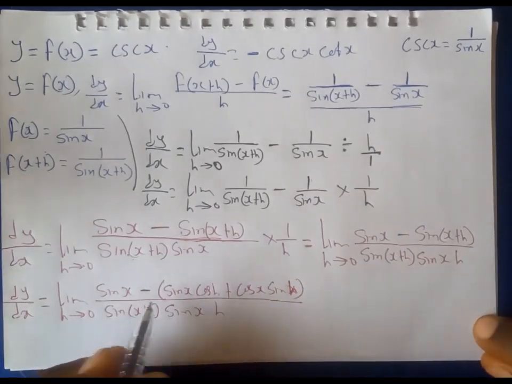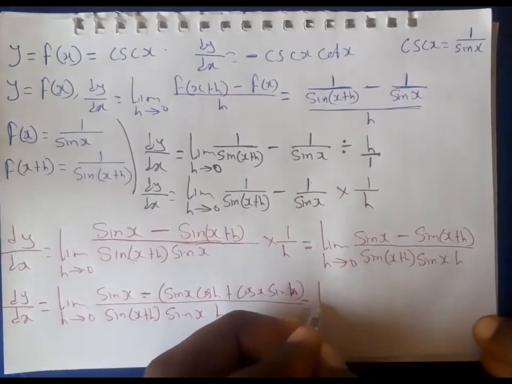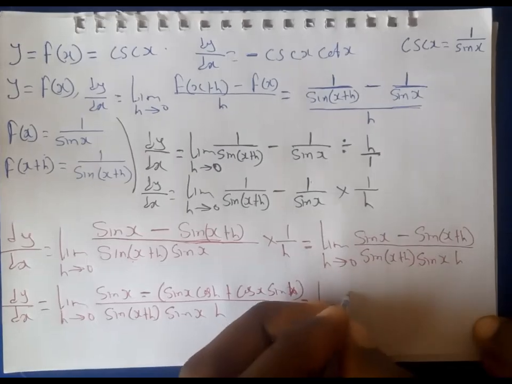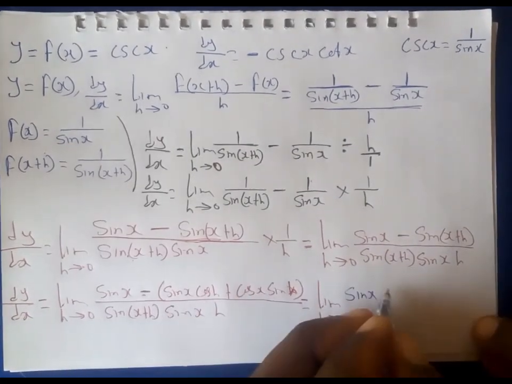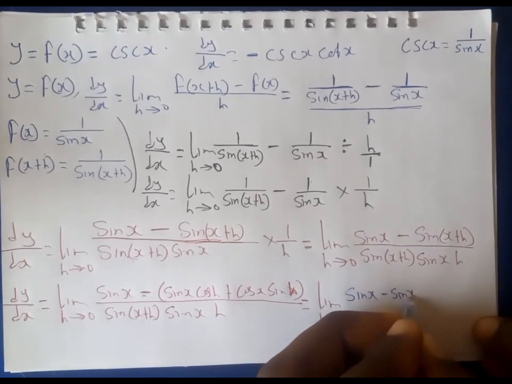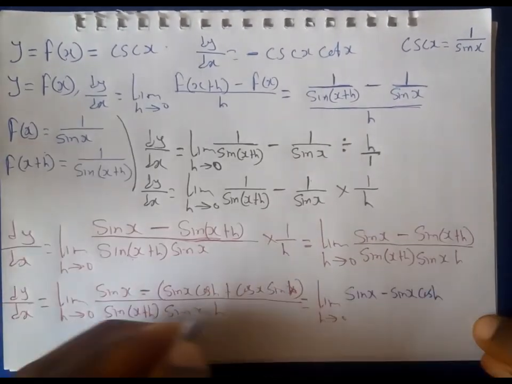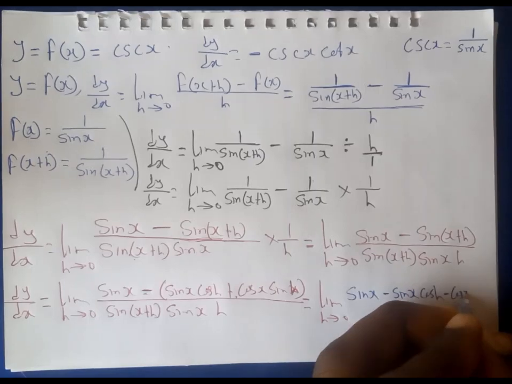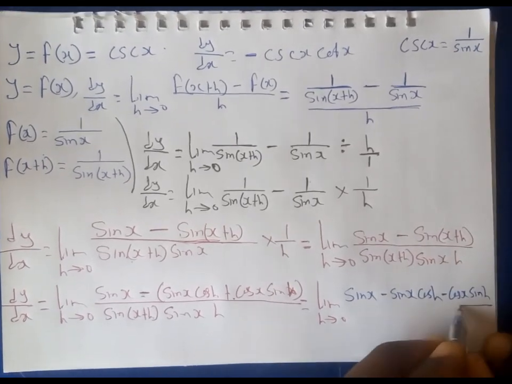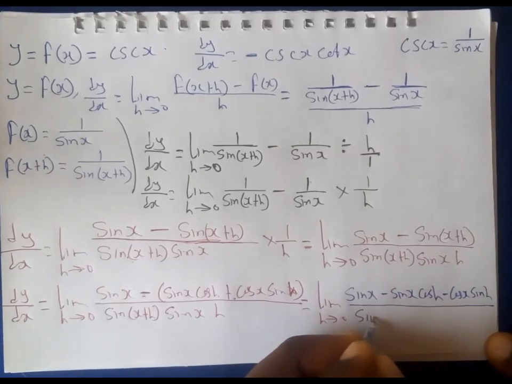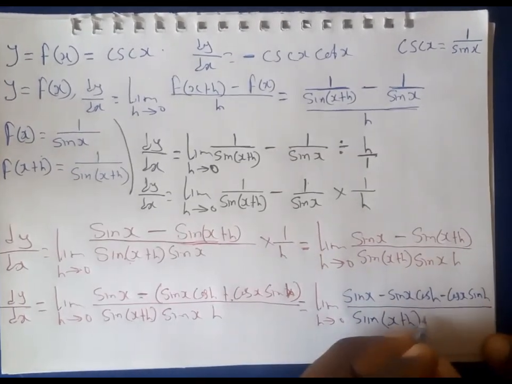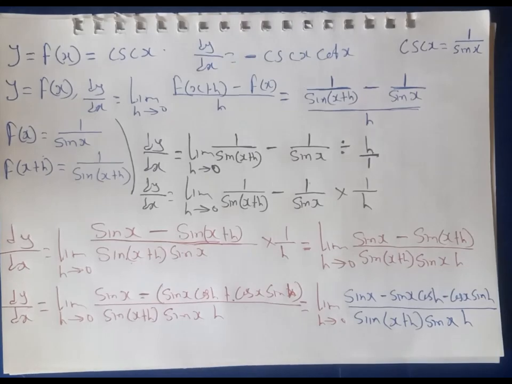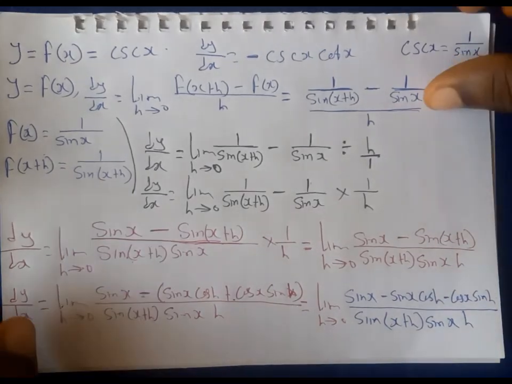Okay. So right now, let's distribute the minus. This is equal to the limit as h approaches 0 of sine x minus sine x cos h. Then again minus, when this minus multiplies this one, we have minus cosine x sine h. Perfect. Then divided by sine x plus h times sine x times h. I hope you are following, makes sense. So that is where we have for now. Now I'm out of space, so we need to move forward.